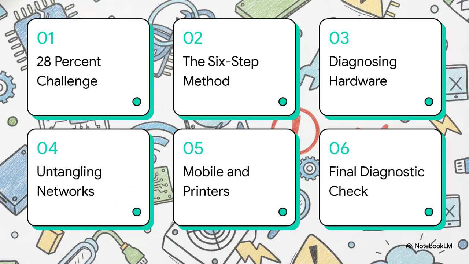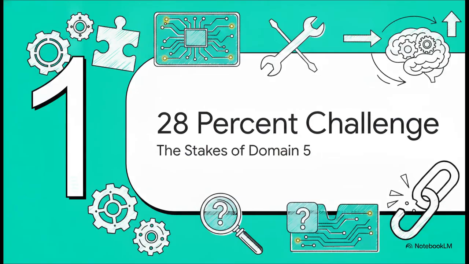Okay, let's dive right into this study map. First up, the 28% challenge. Then, the six-step method. Third, diagnosing hardware. Fourth, untangling networks. Fifth, mobile and printers. And finally, number 6, the final diagnostic check. So starting with Section 1, the 28% challenge, or basically the real stakes of Domain 5.